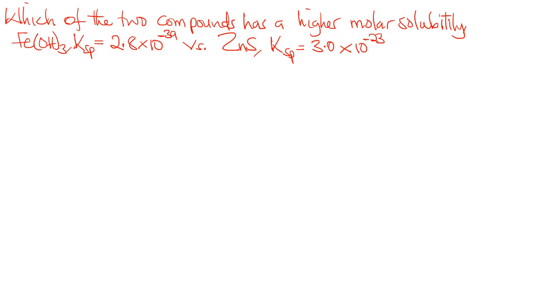So you look at this problem and say, all right, I am given KSP for these two reactions. Which of the two has a higher molar solubility? How do we deal with this? We need to calculate molar solubility for each one of the two compounds. So let us start with this one. So this one is our 1 and this one is our 2. So let's start with 1. The equation for 1 is given.